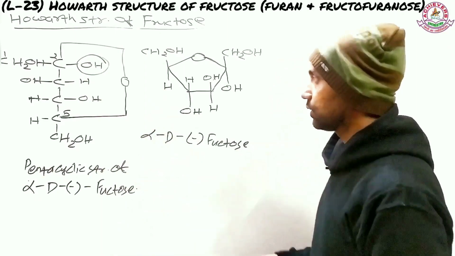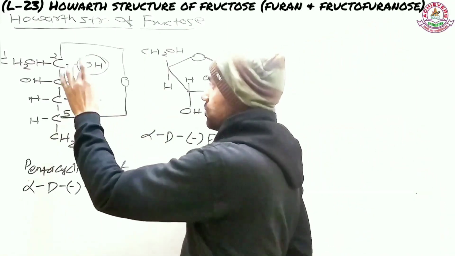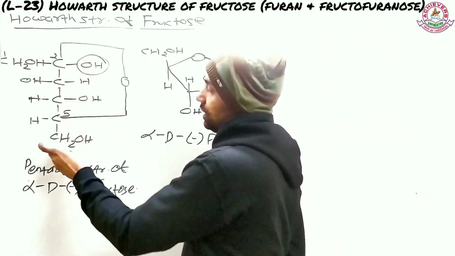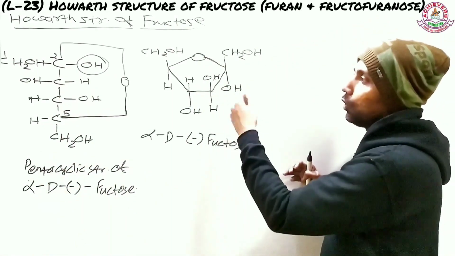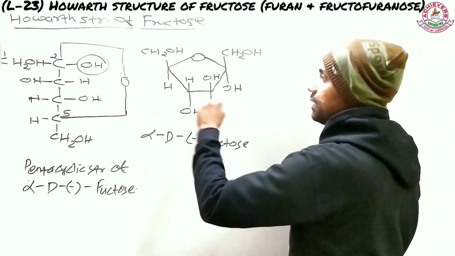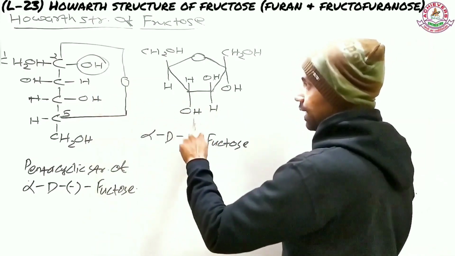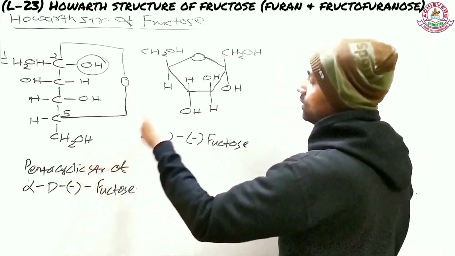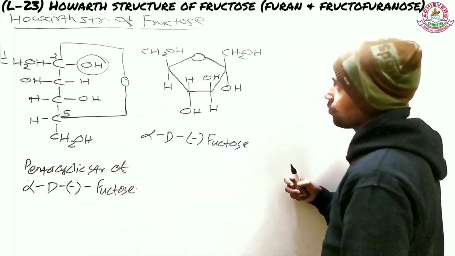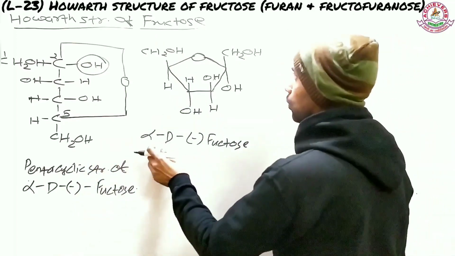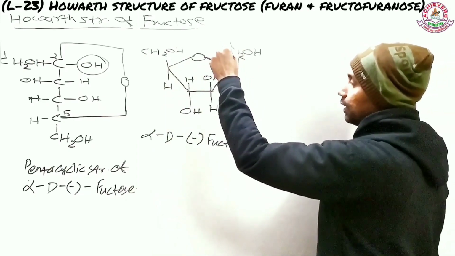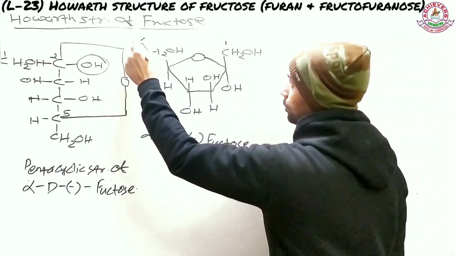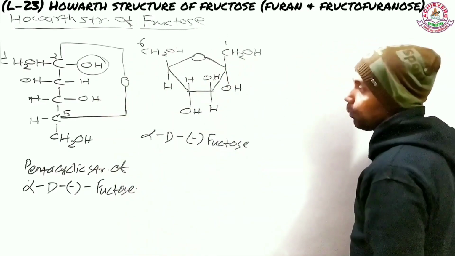Pay attention to what I just did. I placed OH, H, OH and this CH2OH on the lower end. So OH is right here, H is right here, OH is right here, and this CH2OH is again over there. So in the alpha D glucose, both of the CH2OH, where this is the first carbon and this is your 6th carbon, are on the upper side.